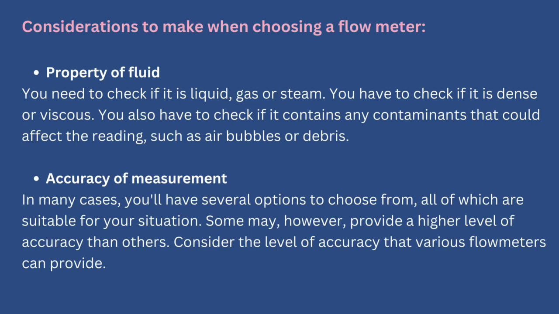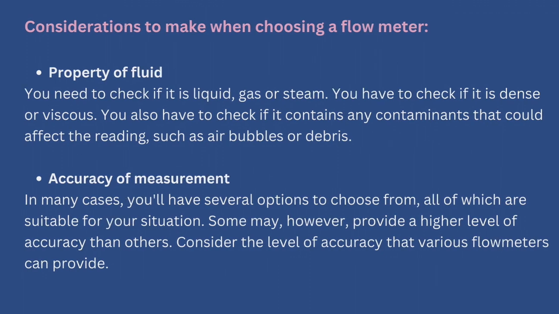So, accuracy of measurement. In many cases, you will have several options to choose from, all of which are suitable for your situation. Some may, however, provide a higher level of accuracy than others. So, consider the level of accuracy that various flow meters can provide. So, a positive displacement flow meter is one of the most accurate types of flow meters available, but it may not always be the best choice depending on the application.